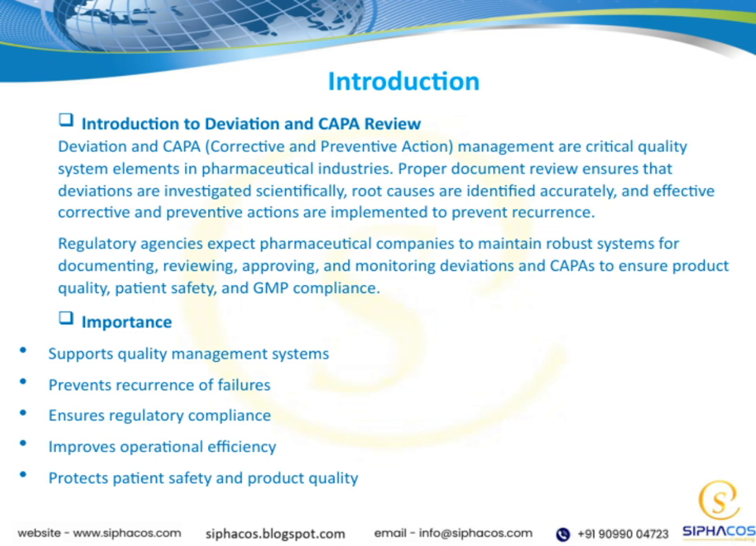Now, why is this so important? It supports our overall quality management systems. It helps prevent recurring failures, which can be costly and damaging. It ensures we stay compliant with regulatory requirements. Plus, it improves our operational efficiency by addressing issues proactively. And most importantly, it safeguards both patient safety and the quality of the products we deliver. All of these points tie back to our overarching goal: maintaining the highest standards in pharmaceutical quality and patient care.